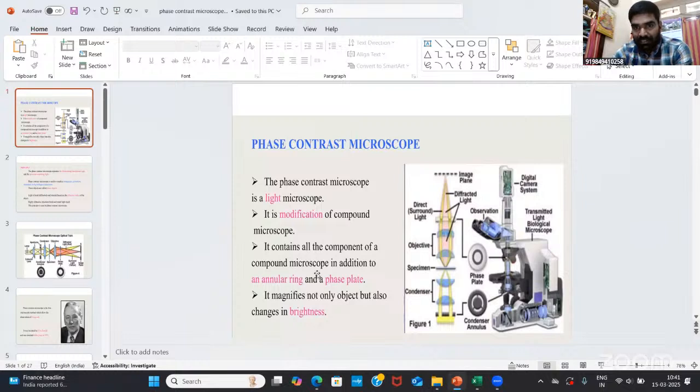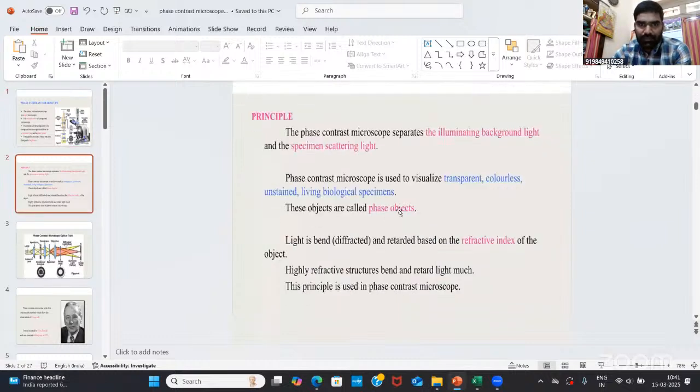Okay, the image. So this is the schematic diagram, showing the image plane, diffracted lines, and direct light from the source. This is the objective, this is the specimen, and this is the condenser. This is the instrumentation of the phase contrast microscope. So what is the principle behind it? The phase contrast microscope separates the illuminating background light and the specimen scattering light.